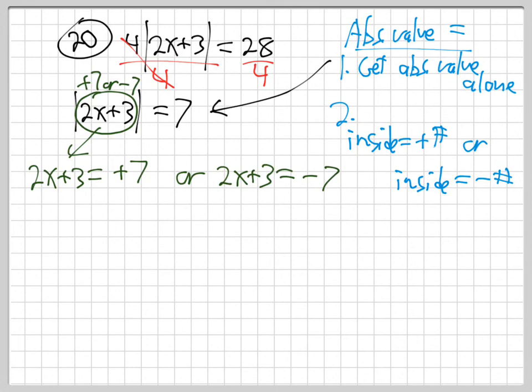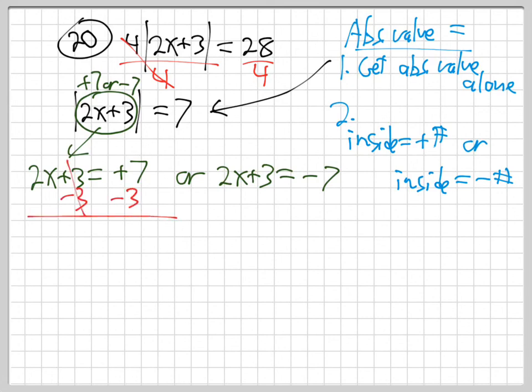Right? This inside can be 7 or negative 7. Either way, the absolute value of it will equal 7, won't it? Those are the two options for that inside. If that inside is 7 or negative 7, either way, the absolute value will come out 7. So then we just solve both those.